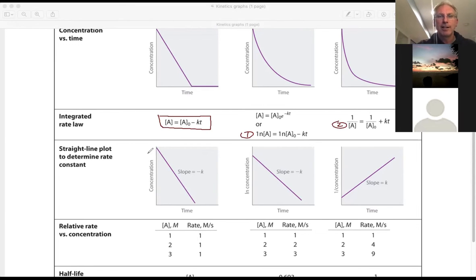This axis here is your concentration, so that's concentration of A, and this is the time axis down here. If we were in math class, what's the equation of this straight line? y is equal to mx plus b. But we don't have a y axis. What do we have? A concentration axis. So [A] equals m times our x-axis, which is time, plus our y-intercept, which is our beginning concentration.